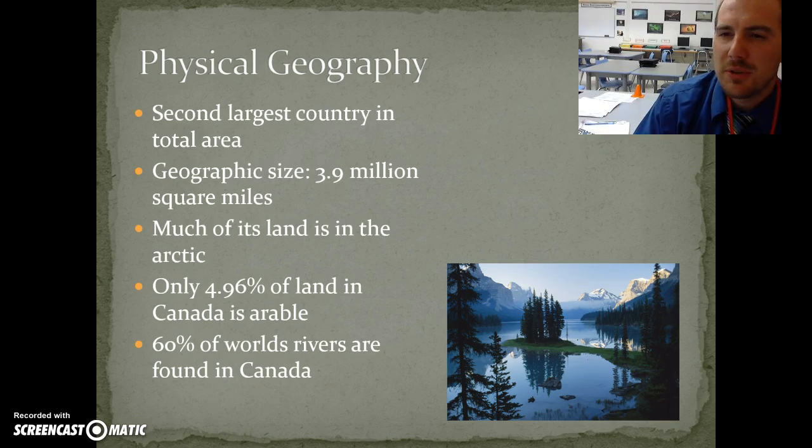And I know what you're saying right now, Mr. Knickerbocker, what on earth does that word mean? And that's a simple word. It means farmable. So only about 5% of Canada is farmable. 95% of Canada is not farmable. Another really interesting fact about its geography is 60% of the world's rivers are found in Canada.